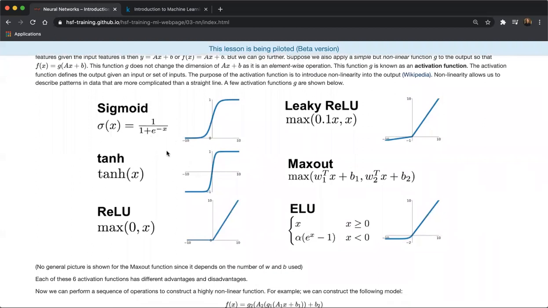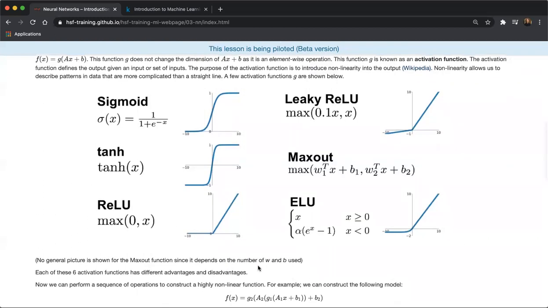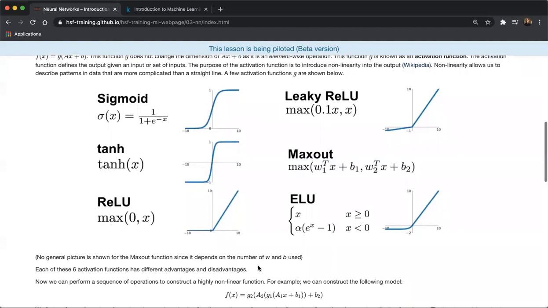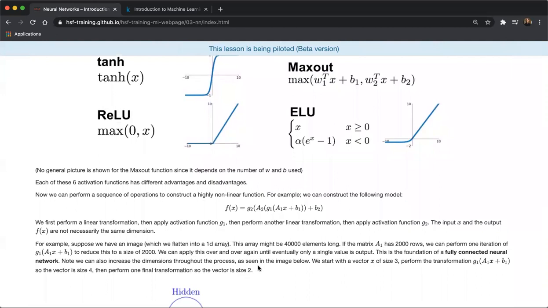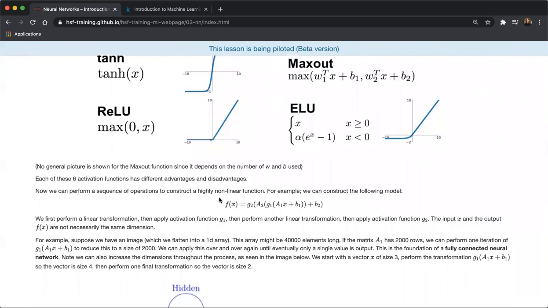Sigmoid, hyperbolic tan, ReLU, leaky ReLU, Maxout (no picture is shown since it depends on the number of W and b used), and ELU. Each of these 6 different activation functions has different advantages and disadvantages. We can perform a number of these operations to construct a highly nonlinear function.